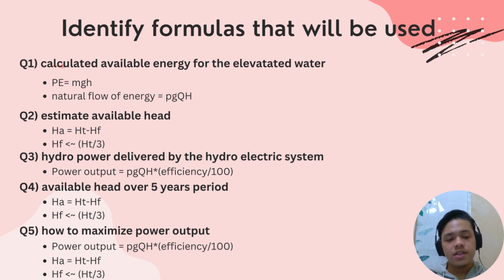So in this case, we decide to increase the value of height, which is equal to total height. Therefore, if we increase the height, the power output will also be increased. And with the increased height, we can find the available height using the formula in question 2 and question 4. So that's all for me.